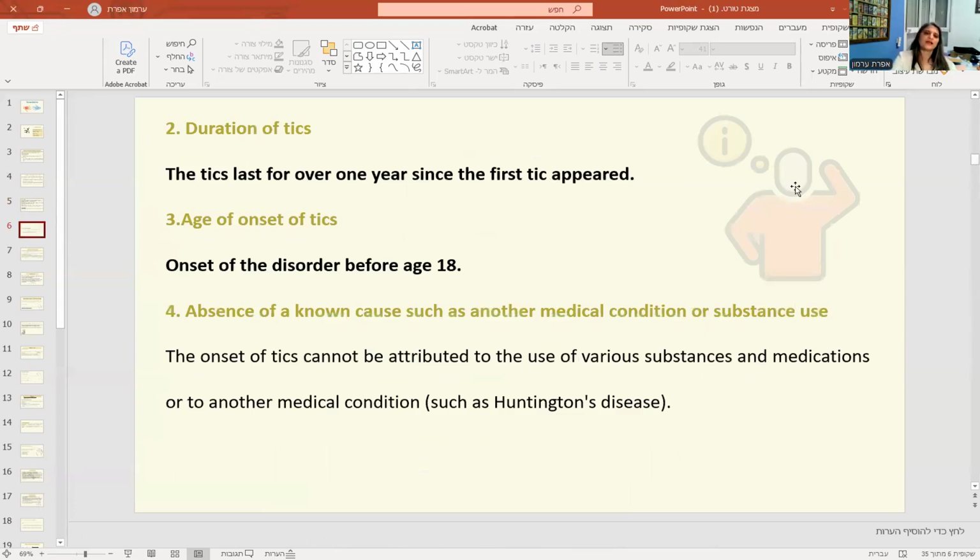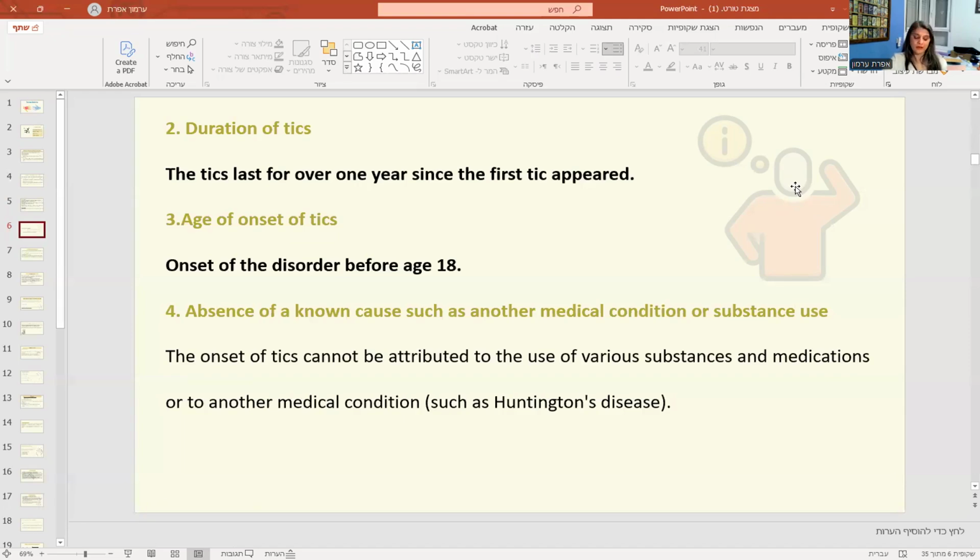The second characteristic is the duration of tics. The tics last for over 1 year since the first tics appeared. The third is the onset of the disorder before the age of 18. The fourth one is absence of a known cause, such as another medical condition or substance use.